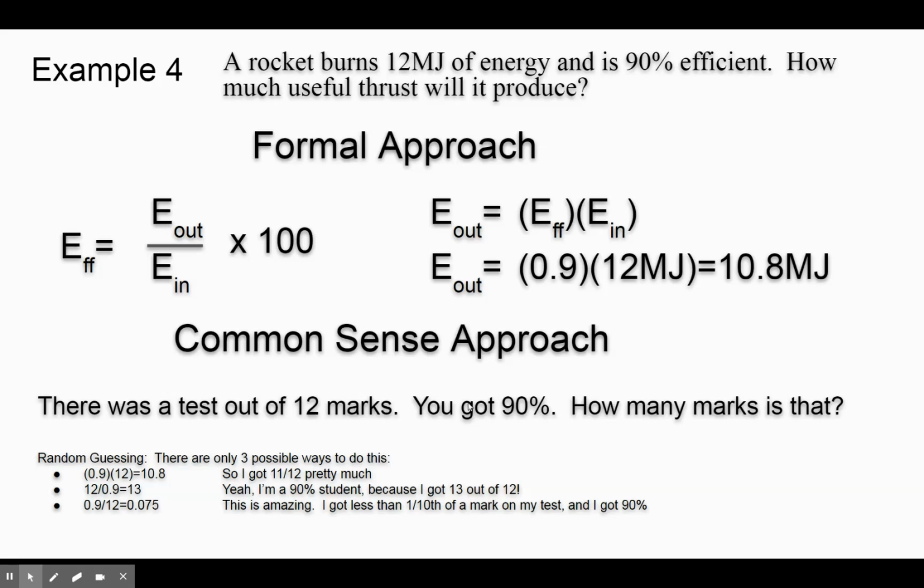The other possible wrong math you could do is 90% divided by 12, and you get a score of 0.075. And you go running into your brains, I got 90% on the test, and I only got decimal 0.075 of a single mark. So this is what I'm saying. Common sense. If you're thinking about your math, you should start going, warning, warning, does not compute.